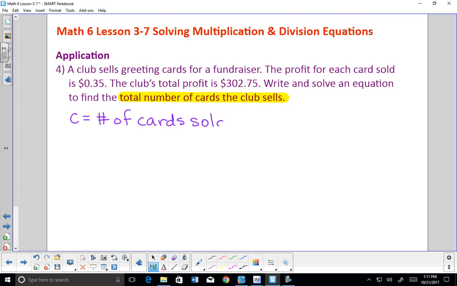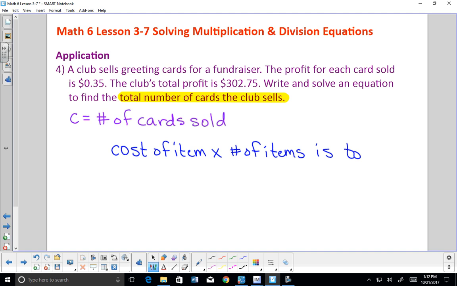It says a club sells greeting cards for a fundraiser. The profit for each card sold is 35 cents. The club's total profit is $302.75. So I know that if I'm selling something for a profit, I get more money if I sell more things. So the cost of the item times the number of items equals the total amount of money that I make. Cost of item times the number of items equals my total.